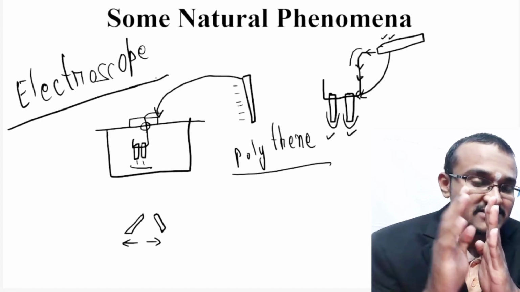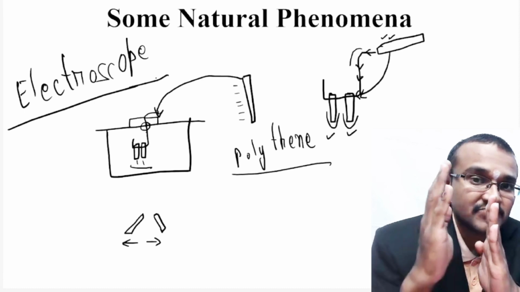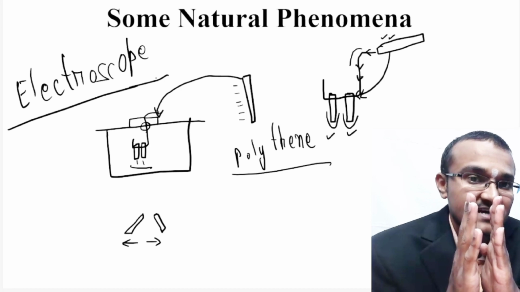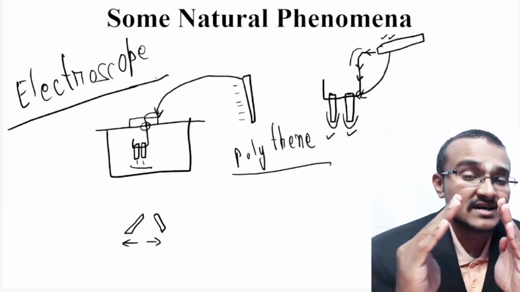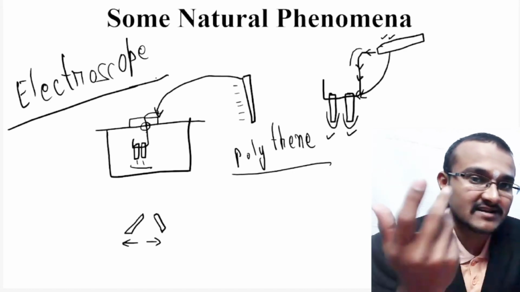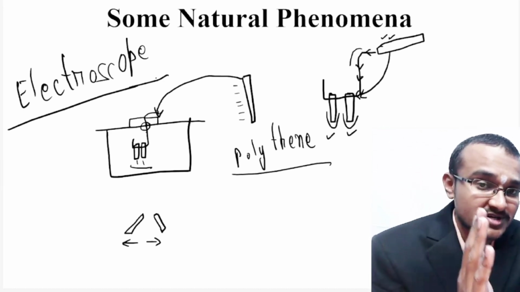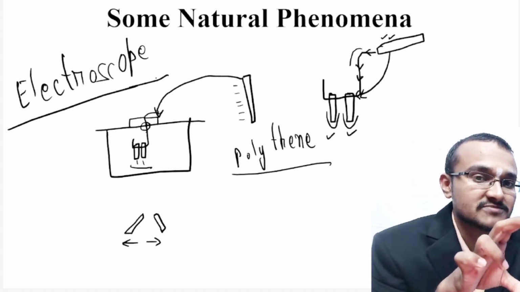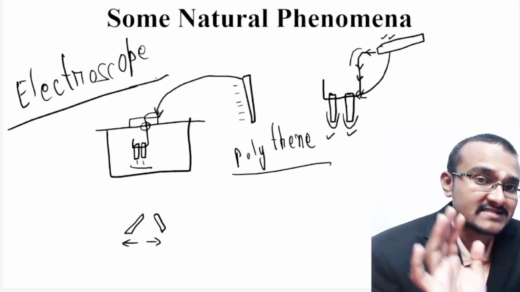If you want to test whether this object is positively charged or negatively charged, then you bring a negatively charged object towards it, so that if this object repels the negatively charged object, that shows this object is negatively charged. Similarly for positively charged, they will bring some positively charged material towards it, so that if repulsion happens, that shows that object is positively charged. If attraction is happening, then that shows that the object is negatively charged.